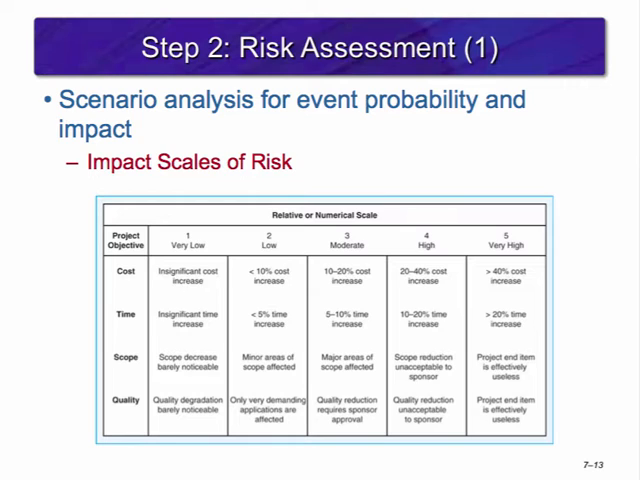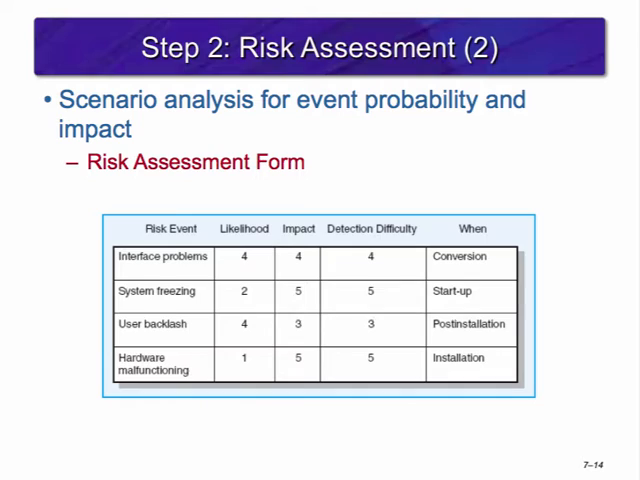In addition to evaluating the severity and probability of risk events, the team may also be able to assess when the risk is likely to occur. To do this, they would use a risk assessment form seen here. This form also shows the assessed detection difficulty.